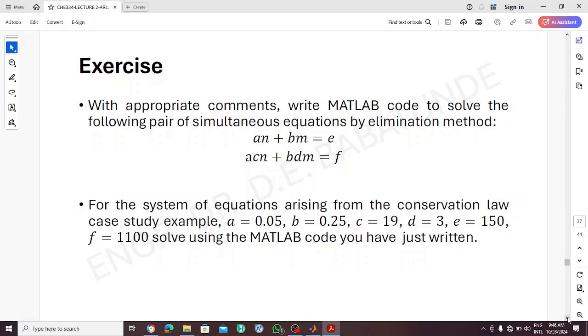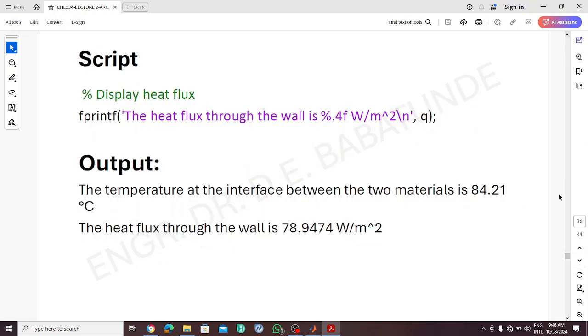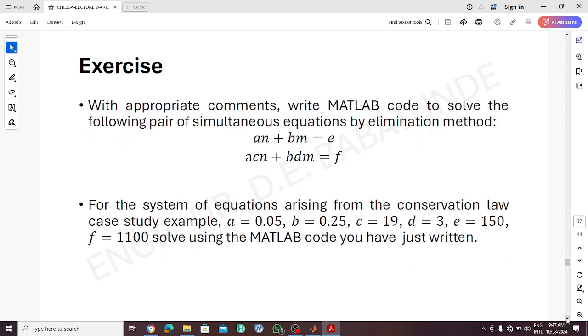Let's ignore the values that we are seeing on the screen. So let's say there are no values displayed on the screen. Can you comment the steps, the code that you would have used to solve it? Ignore the values that you are seeing. You have those two equations and you want to solve by elimination method. So what would you do?